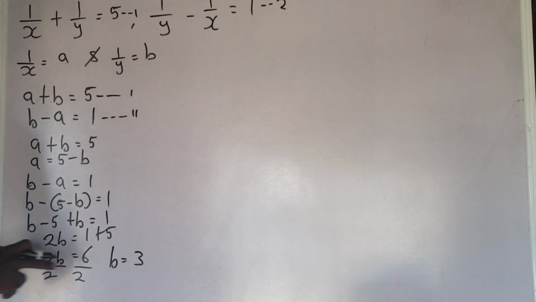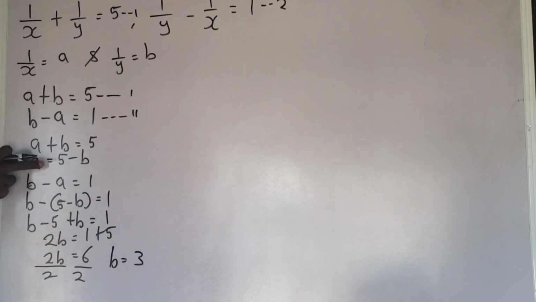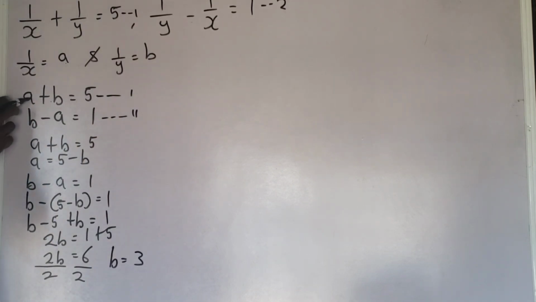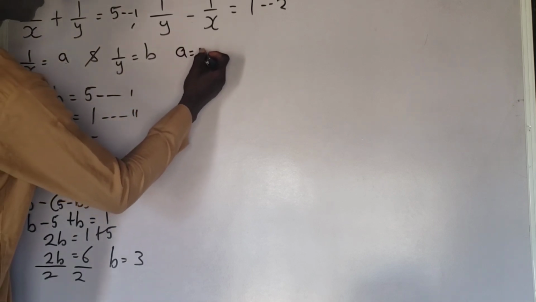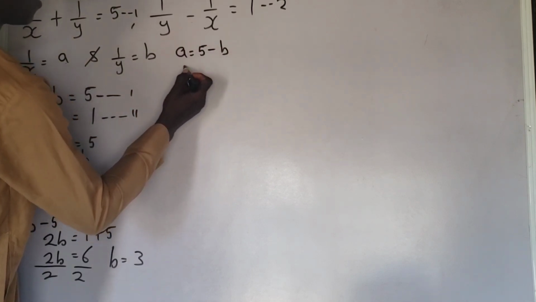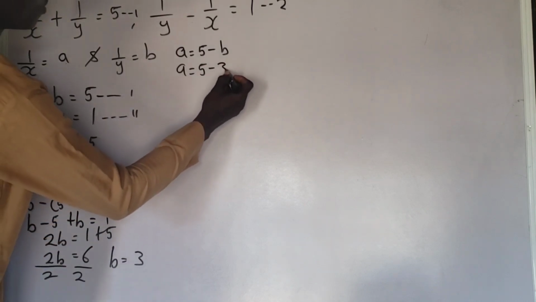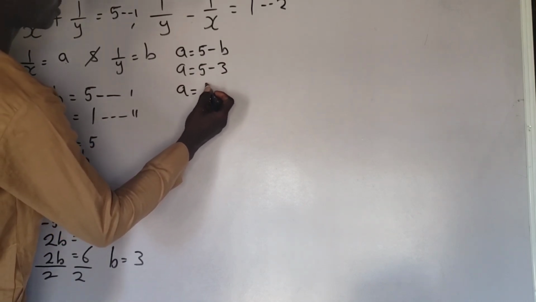Now, having gotten the value of b as 3, we can get the value of a by substituting b as 3 into this equation. When we make a the subject of the relation in equation 1, we have a is equals to 5 minus b. Now, a is equals to 5 minus b, which is 5 minus 3. So, a is equals to what?